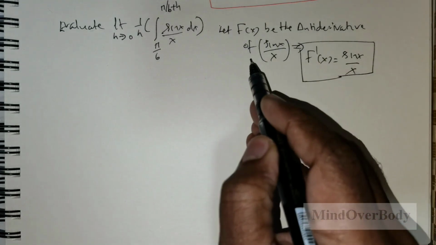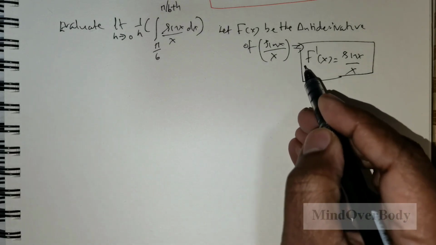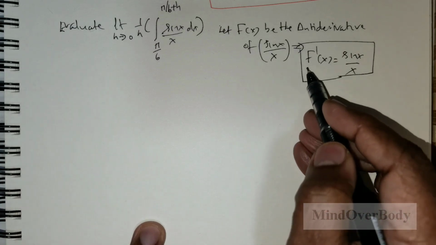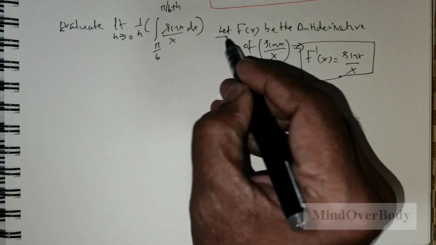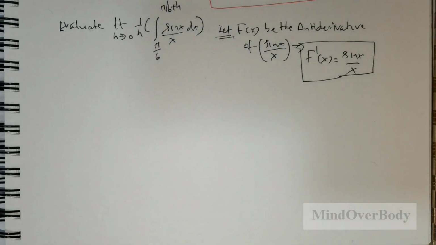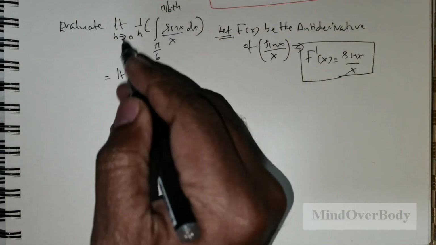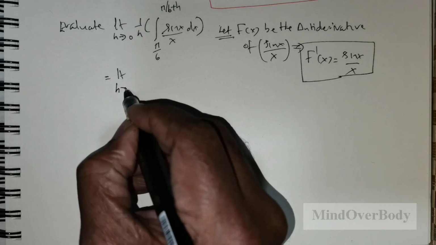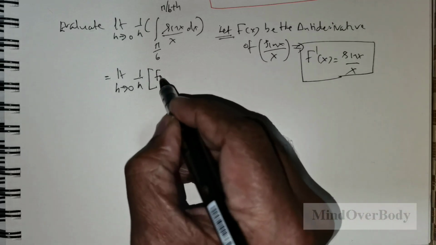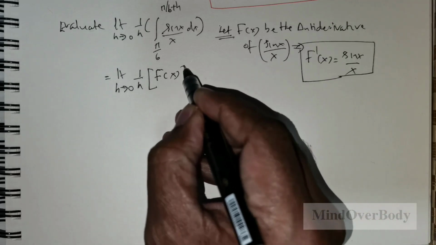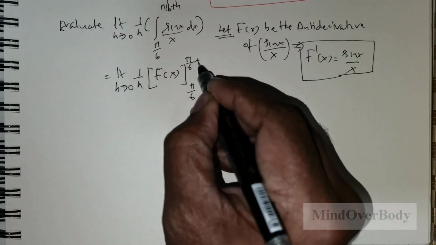Because F of x is the antiderivative of sin x divided by x, we can rewrite that information as F dash of x equal to sin x over x. Okay, so this is the assumption by which we would be doing this question. Now, that means we can rewrite the given question as the limit as h tends to 0 of 1 over h of F of x, with the limits being pi over 6 to pi over 6 plus h.